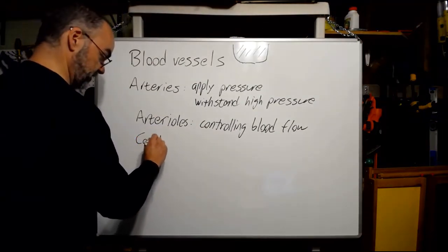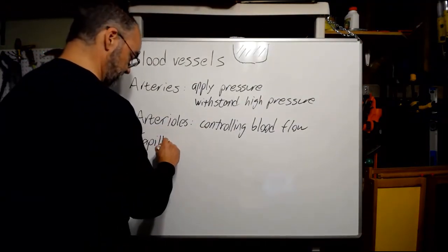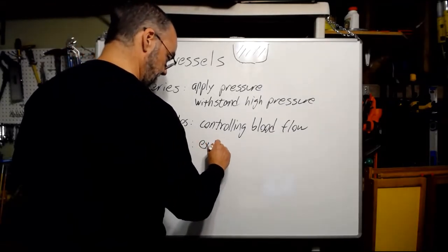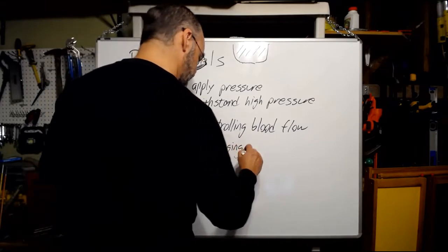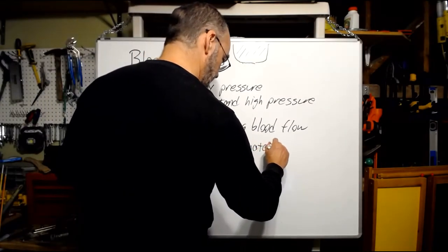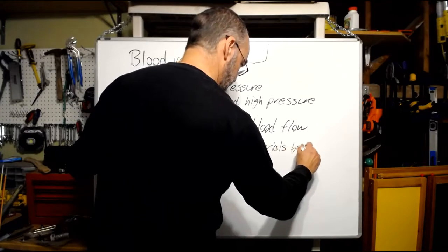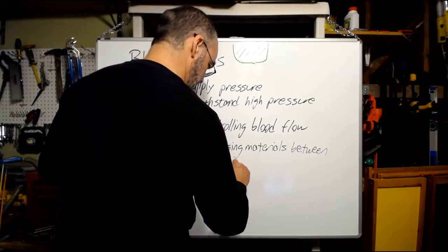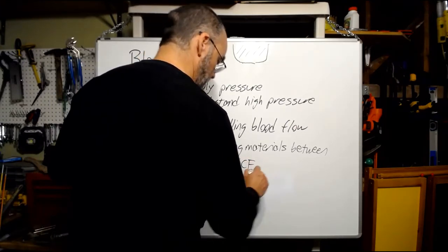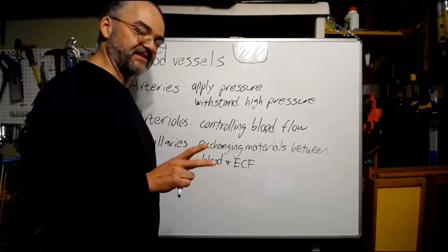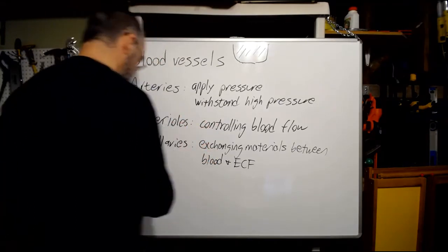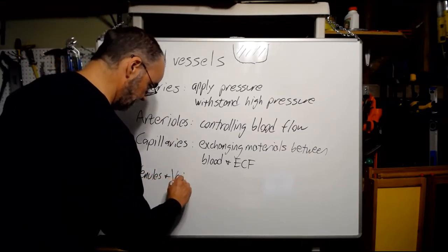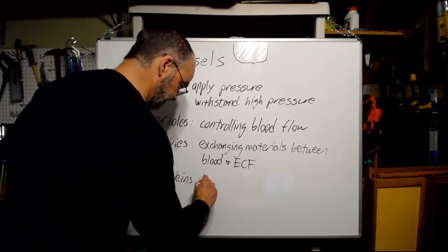Capillaries, we're going to pay special attention to capillaries later, are about exchanging materials between the blood and the ECF. Or in the lungs, it's barely even ECF. It's almost straight with the air. Then venules and veins are about bringing blood back to the heart.